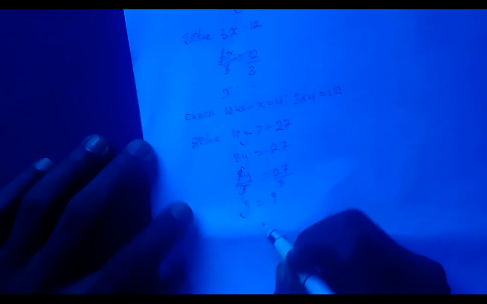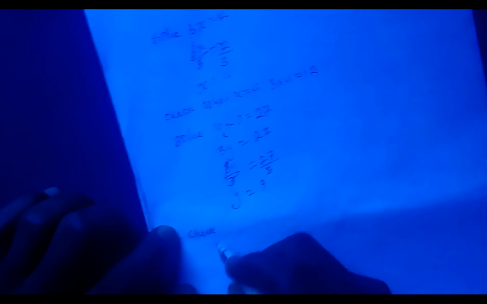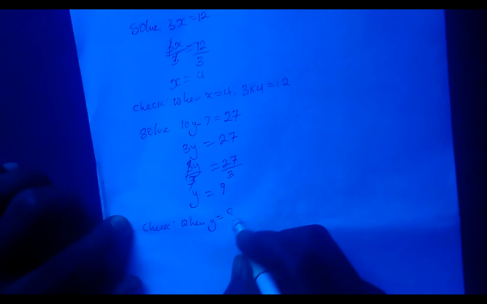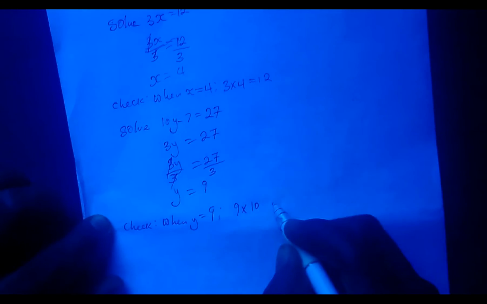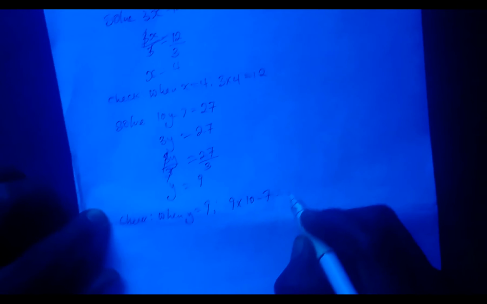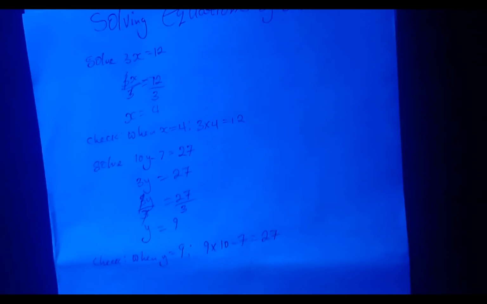So let's check if what we did here is correct. When y is equal to 9, that means 9 times 10 minus 7 is also equal to 27. So let's also try another example and see if we still get the value for the unknown.